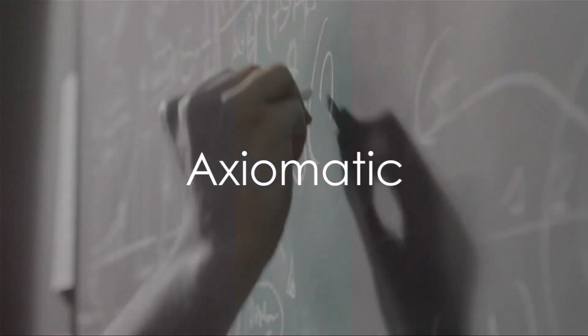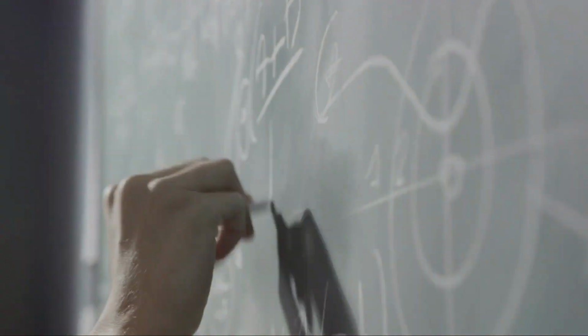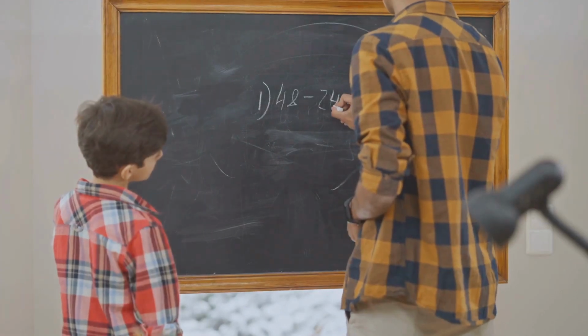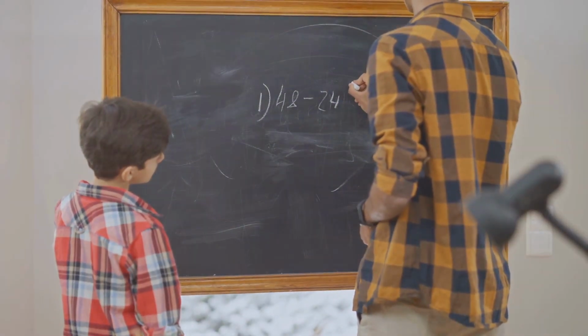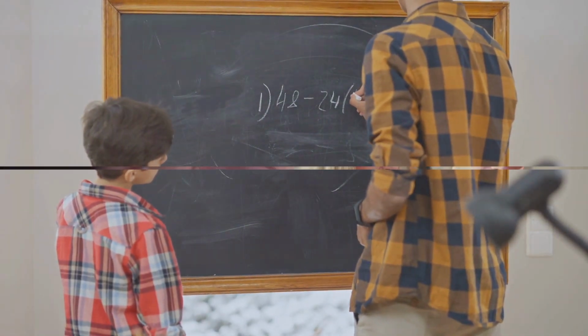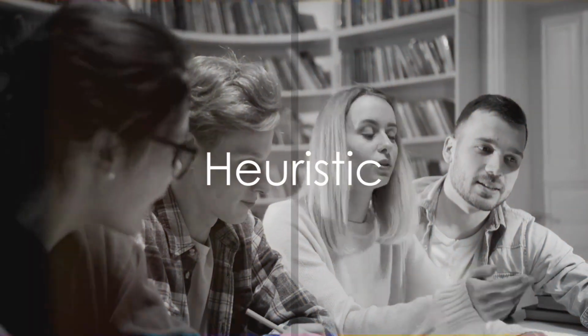The eighth term is axiomatic. This is used to describe something that is self-evident or unquestionably accepted as true. It's often used in formal logic and mathematics.